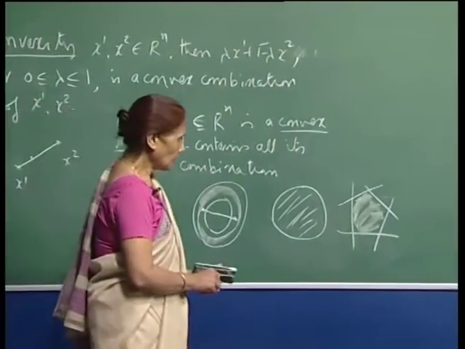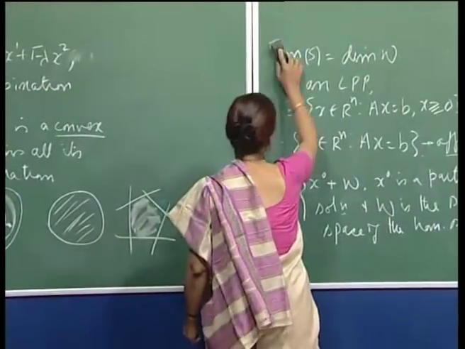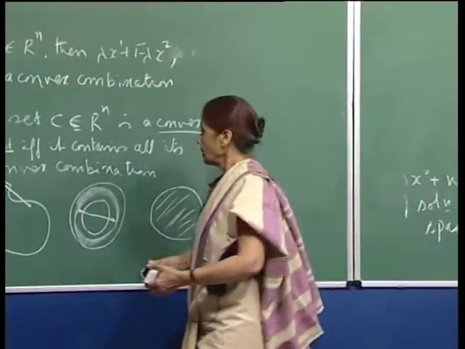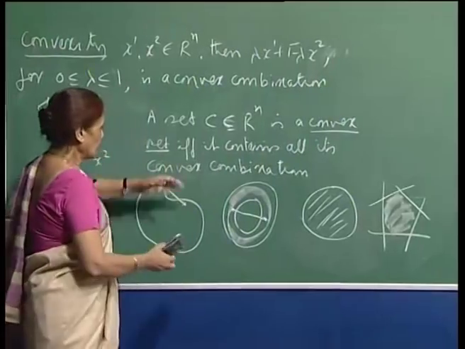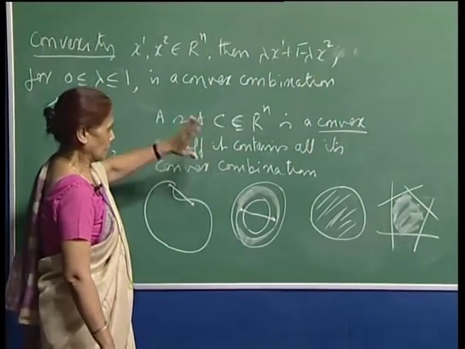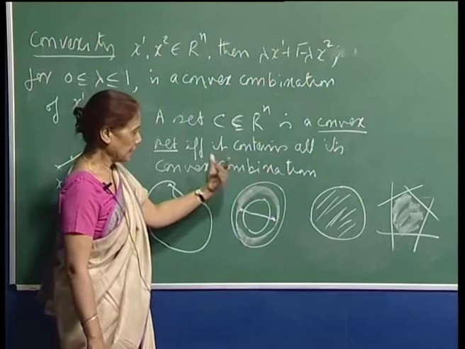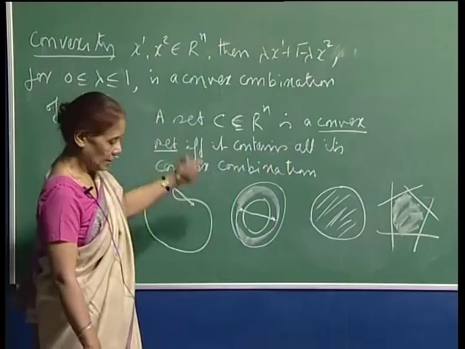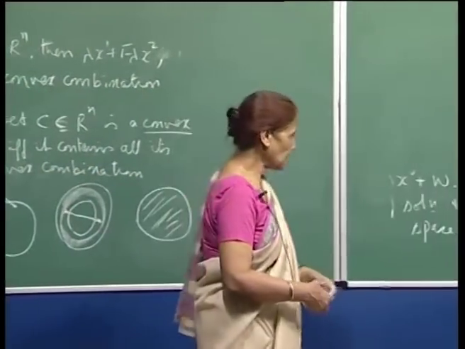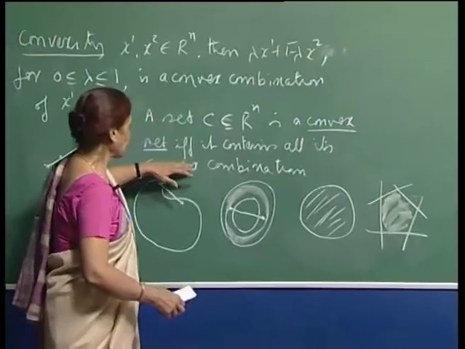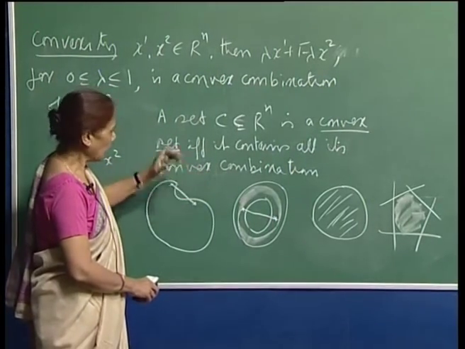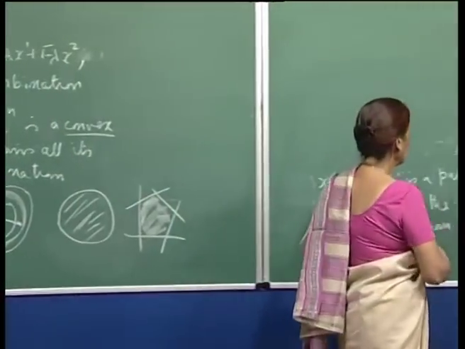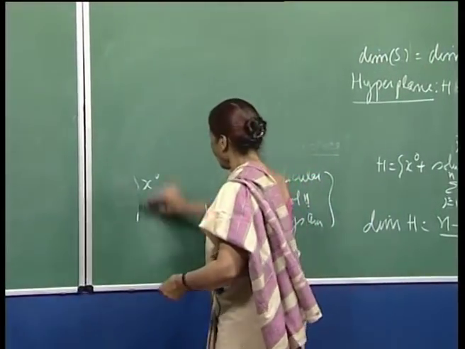Now you can also extend this notion to a finite combination. And I said if and only if. That means if a set is convex, then all convex combinations of any 2 points in the set must be in the set, and if all convex combinations of any pair of points in the set are in the set, then the set is convex. So I can define it both ways. One can have a more general concept here also.